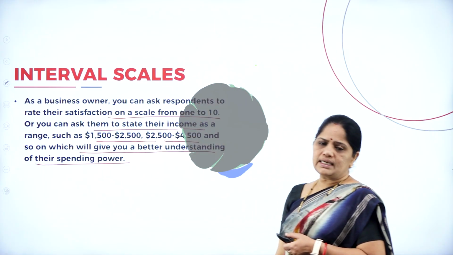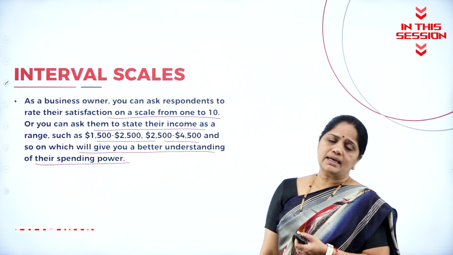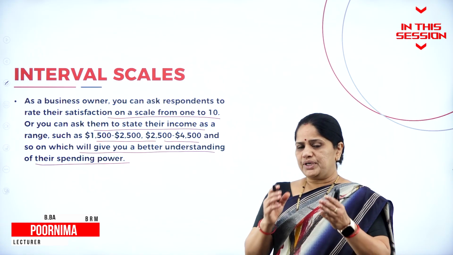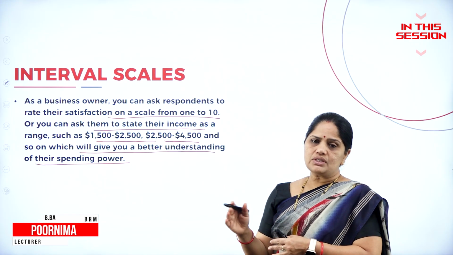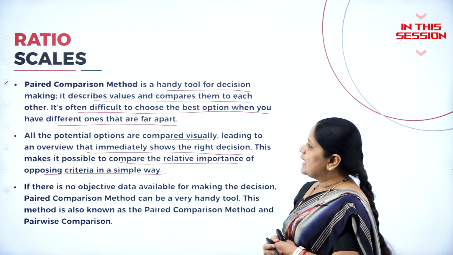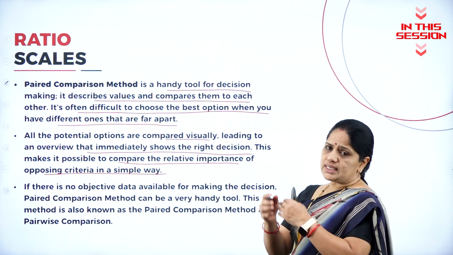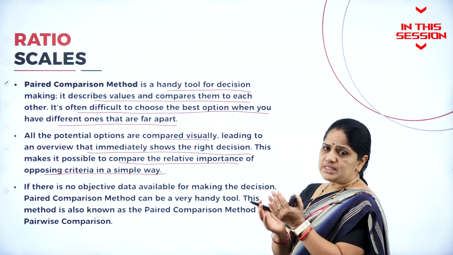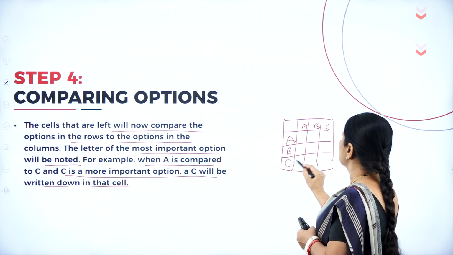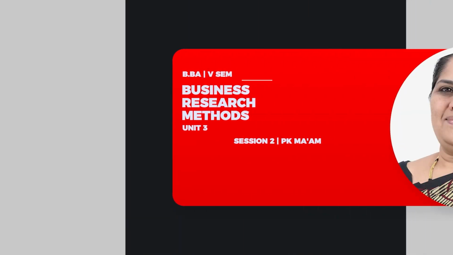If you are asking the income of a person, we cannot directly ask them, what is your income? So we give them various options, whether the income is between 25,000 to 30,000 or 30,000 to 40,000, 15 to 20. With the help of this paired comparison method, we will be able to just compare the two variables with each other. And if we say that when we are having a comparison of C and A, C is more important.